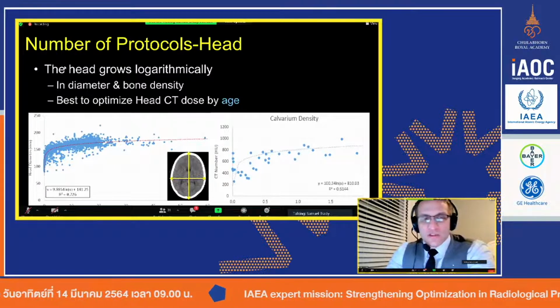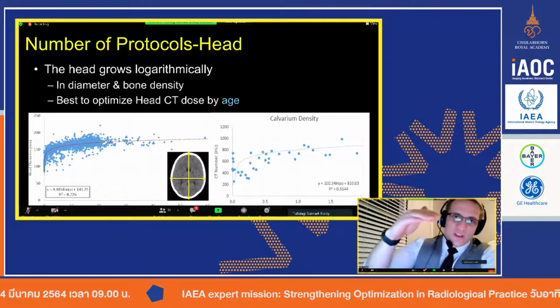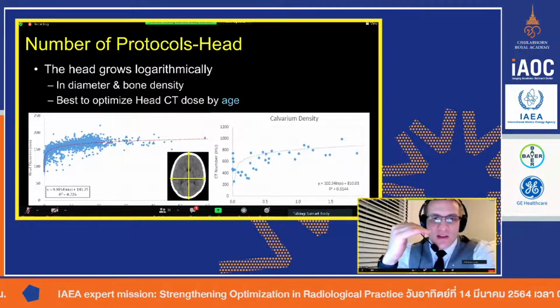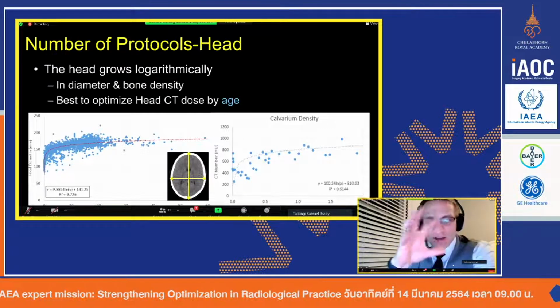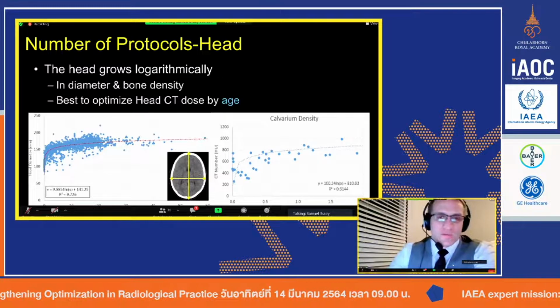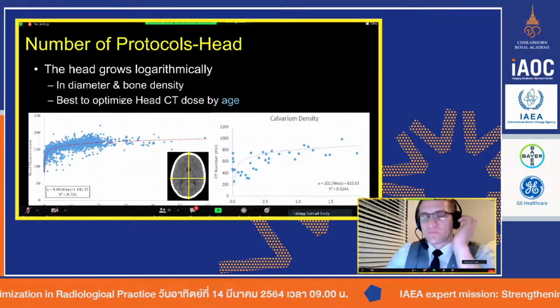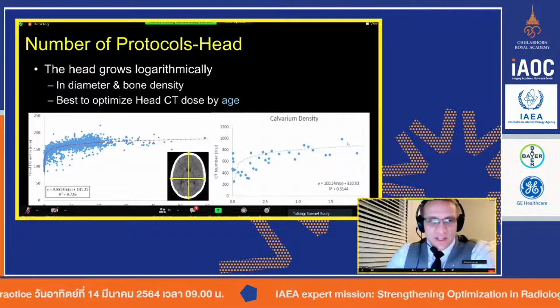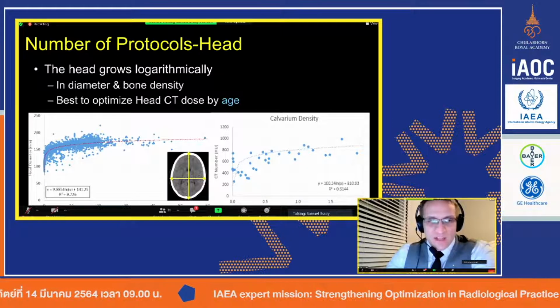All right, so transitioning now. We've talked appropriateness, we've talked about setting up protocols based on clinical indicators. Now let's get into how we set up the protocols for proper dose optimization. So Tanya mentioned this, and I'm just going to demonstrate through this with some data here.